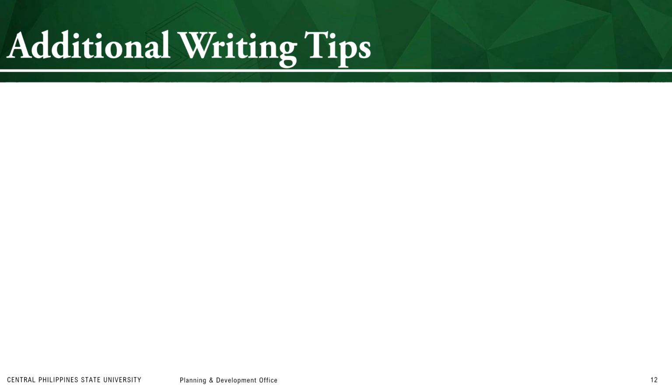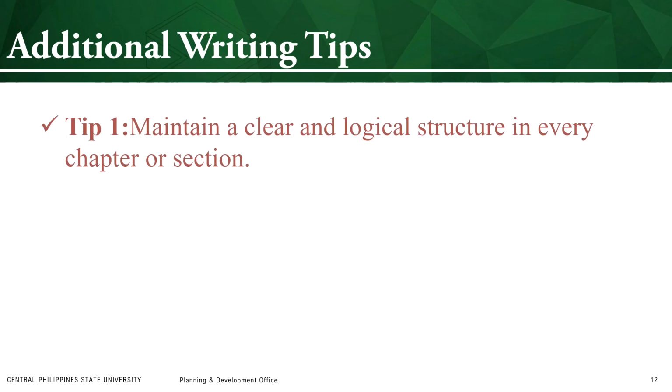Finally, the manual offers a set of additional writing tips that apply to every section of the LUDIP. These are practical, professional standards that separate a good planning document from a great one. Tip 1. Maintain a clear and logical structure in every chapter or section. Each section should have a clear opening that states its purpose, a body that presents data and analysis, and a closing that connects findings to the plan's direction. Don't make reviewers work to find your point. Lead them to it.